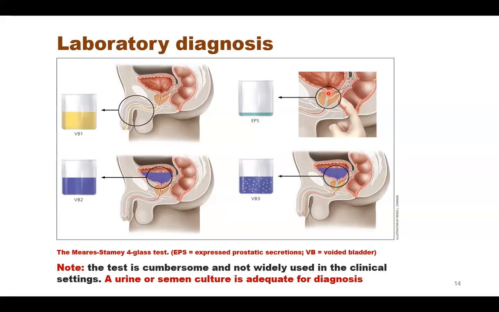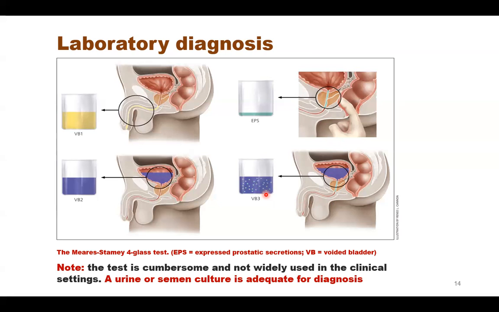Now, what this is telling you is that at times, when you express the prostate gland, you may not get the EPS out through the urethra, but you've managed to push it into the prostatic portion of the urethra. So when the patient goes to void, whatever you milked out into the urethra gets passed out with the urine into the VB3 glass. Are you following? So that concludes the 4-glass test.